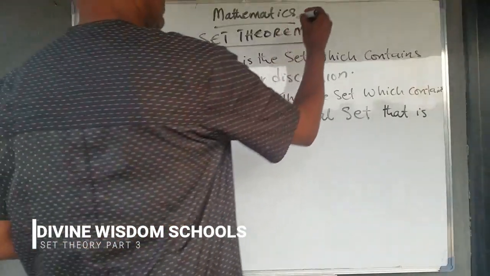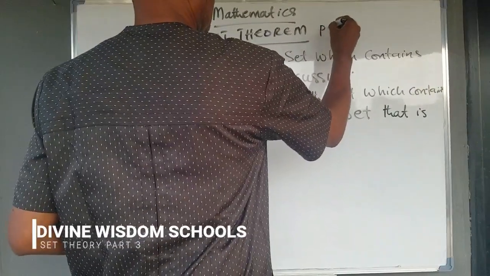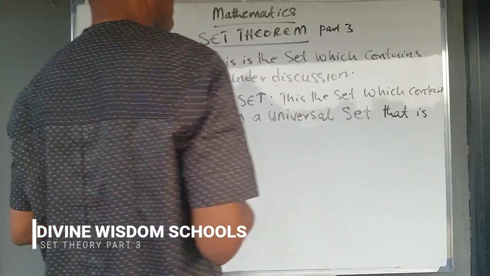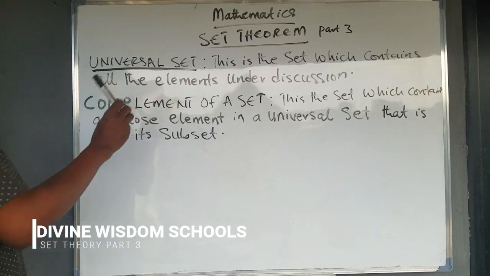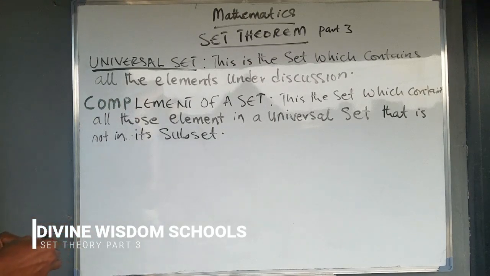Set theory. Let's say this one now should be part 3, so you can still look out for part 1 and part 2 to get more details. We want to look at the universal set. This is the set which contains all the elements under discussion.